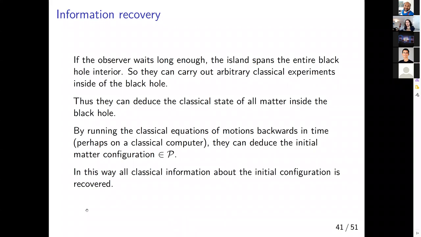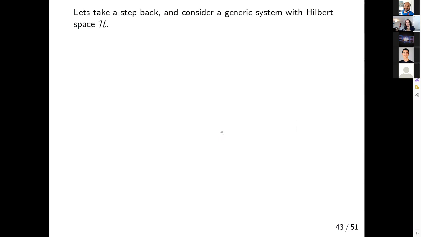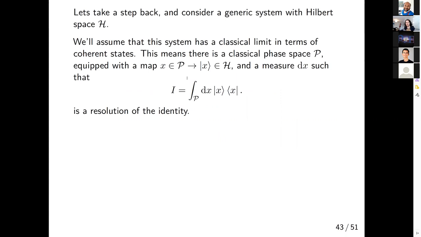The Uhlmann phase of a generic highly entangled system, which we'll see appears to have some holographic features. So we take a generic system with a Hilbert space H and assume that this system has a classical limit in terms of coherent states, which means there's a classical phase space. There's a resolution of the identity in terms of those states. And also the Berry curvature of those states is proportional to the symplectic form, where the constant of proportionality is h bar.